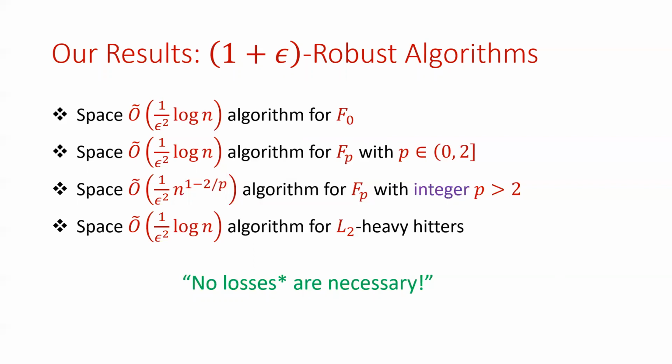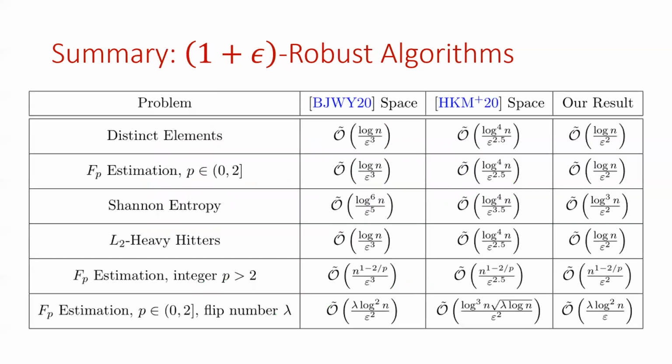Our work shows that we can actually get space bounds for these algorithms that have dependency 1 over epsilon squared. And so our main message is that no losses are necessary at all in terms of the higher order dependencies. So in summary, we lose neither log factors nor epsilon factors for all these different problems in the adversarially robust model.